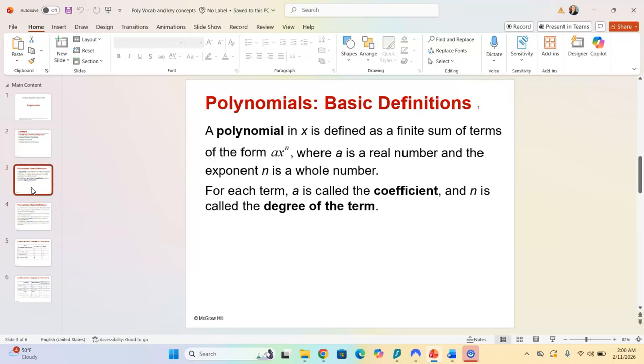So essentially, we're looking at a finite sum of terms, right? So in a polynomial, x is defined as the finite sum of terms of the form ax^n. So that means a is a real number and the exponent is n. And for each term, a is going to be called the coefficient and n is going to be called the degree of the term. Now, it might sound like I'm speaking a different language to you, and this might be complicated, and it is kind of a different language, right? We said math is its own language.